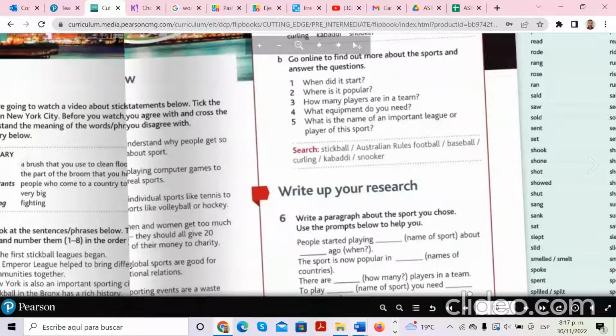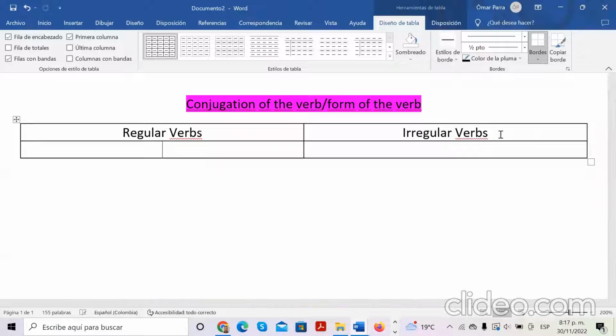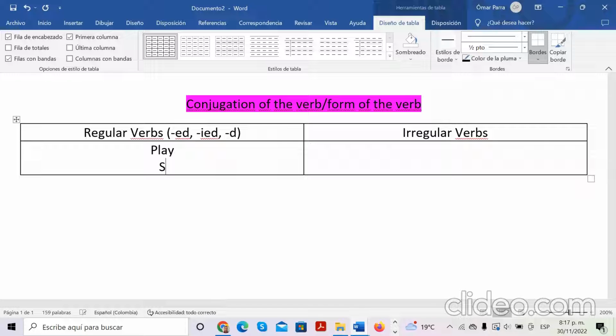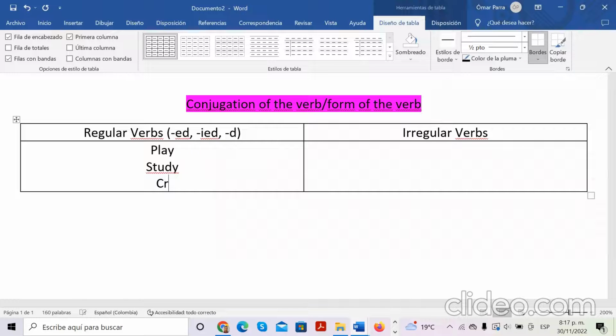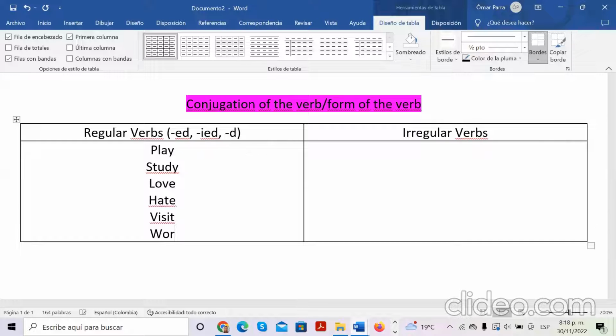Now let's go back to this Word document here. Regular verbs and irregular verbs. Regular verbs are easy to identify because all we have to do is write ed, or d, at the end. Some examples of regular verbs are as follows: play, study, laugh, hate, visit, work, etc.